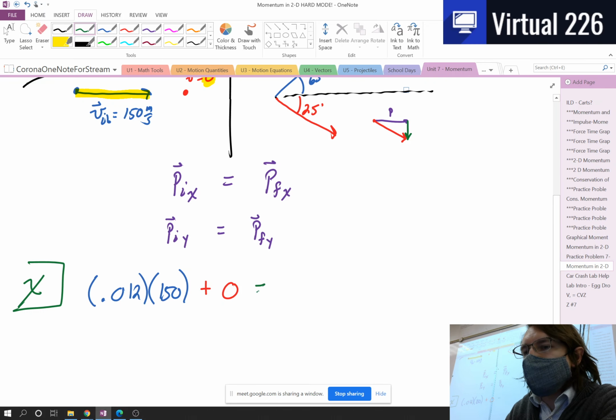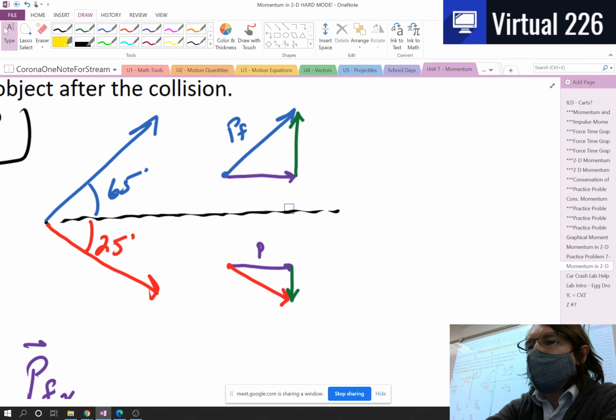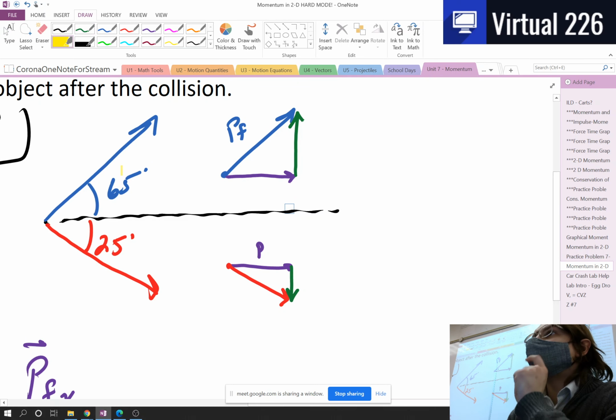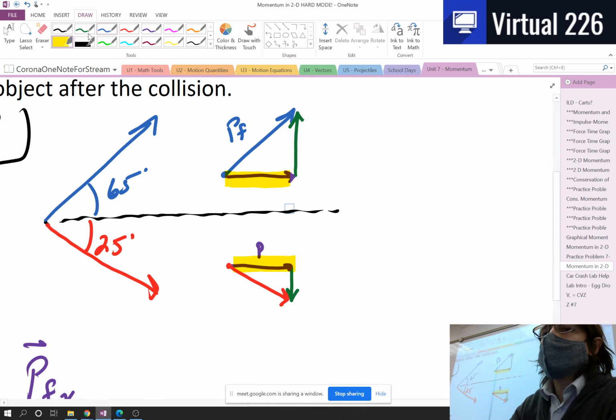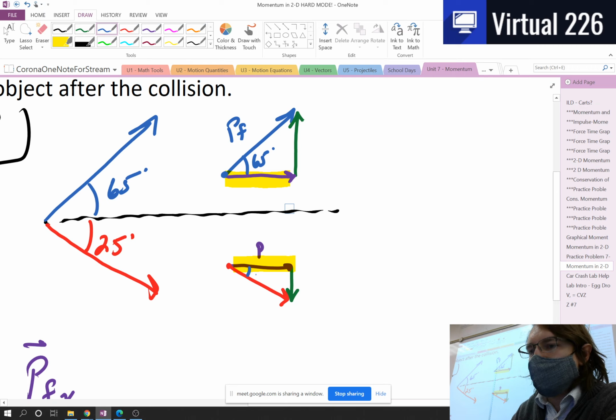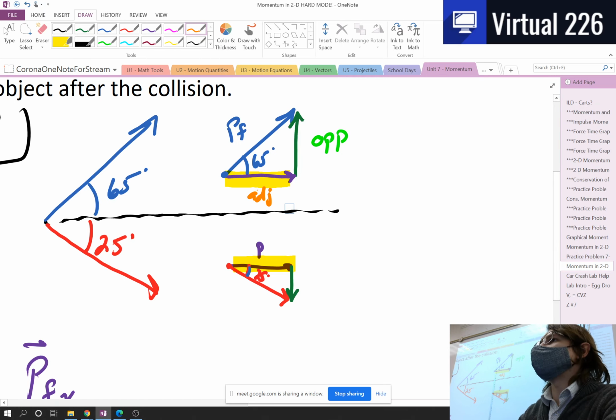When we set this equal to the final, we only want to include the final momentums in the x directions. So we only want these purple vectors that I've highlighted here. Well, to get those, we need to use SOHCAHTOA. If we recognize that these angles are 65 and 25 for the bullet and the tin can respectively, we can also recognize that the vertical components are the opposite sides, while the horizontal components are the adjacent sides.